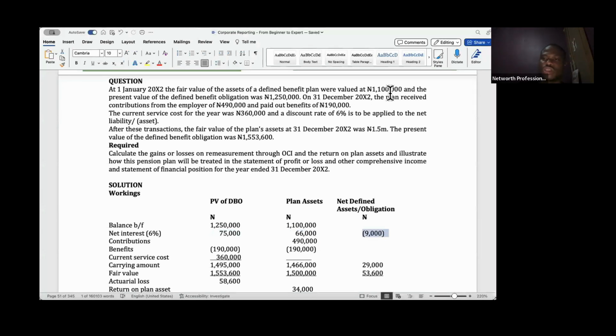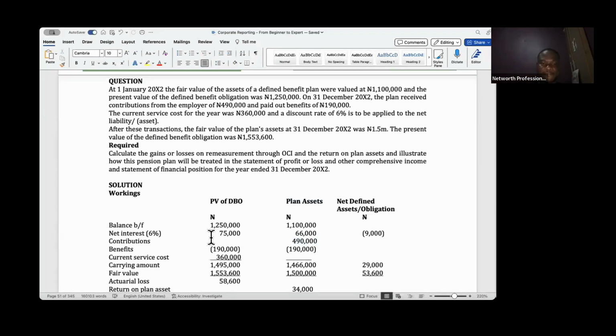Now, they also told us that the plan received a contribution of 490,000. So we make a regular contribution of 490,000. And contributions are made directly into the plan assets. That's where we contribute to. And that is why this is an addition here under my plan asset, because I contributed to my plan asset.